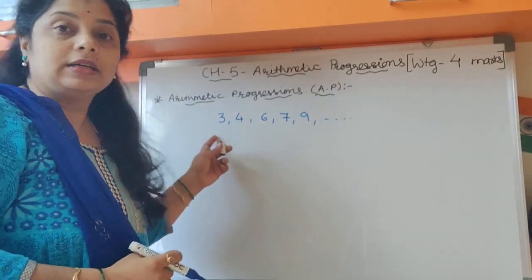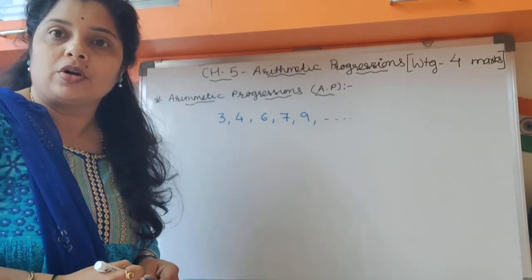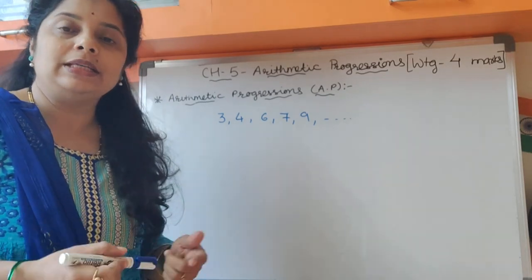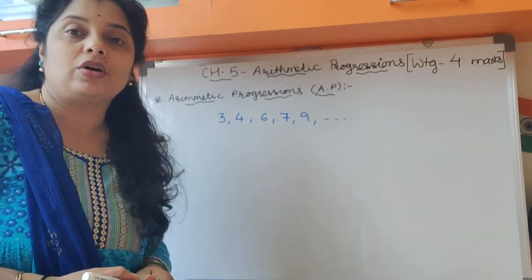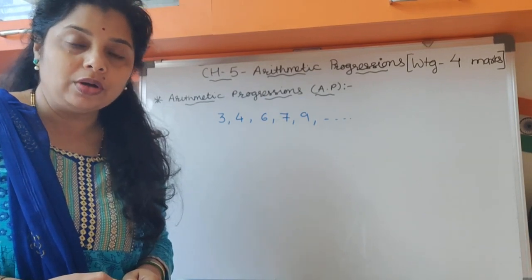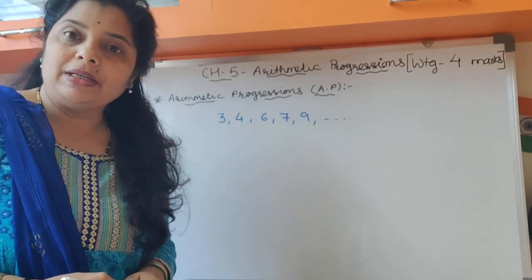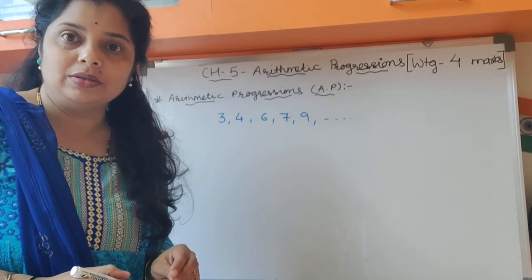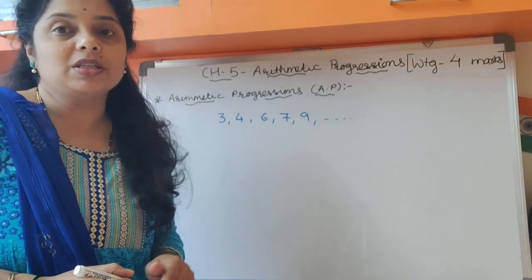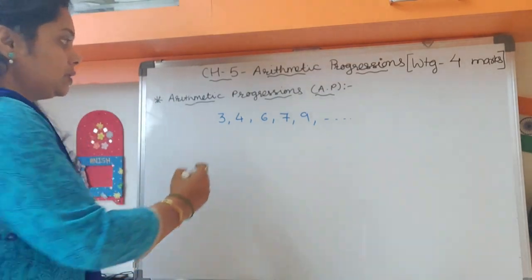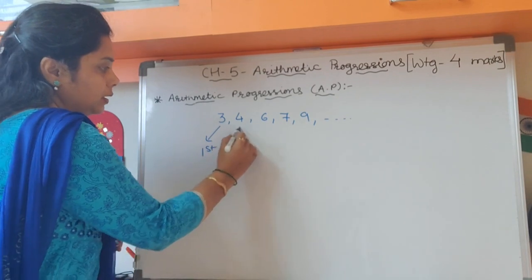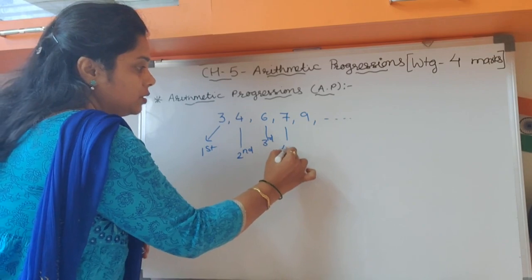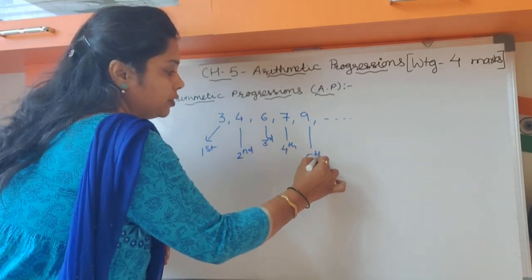Now let's check whether the given list of numbers or sequence is an AP or not. Again, I say the same thing: to check whether the list of numbers or sequence is an AP or not, what is required? The requirement is that the difference between two consecutive numbers or terms must be the same. So let's see. This is the first term, this is the second term, this is third, this is fourth, and this is the fifth term.